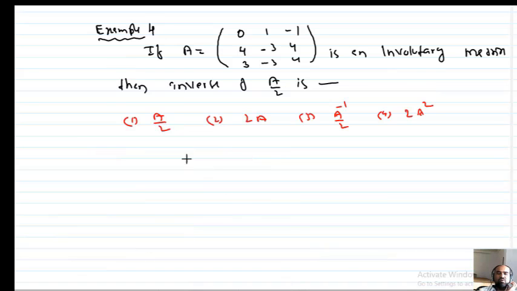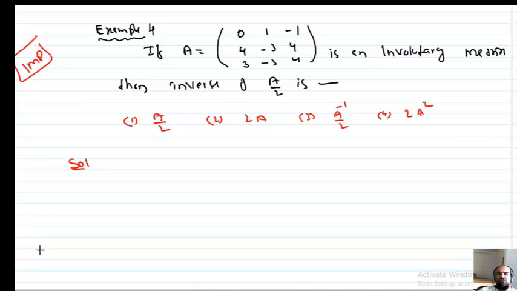Students, another example problem. Example 4. A equal to something, a 3 by 3 matrix is given, is an involutory matrix. Then find the inverse of A by 2. So, a logical question, an important model. I want to write the solution for this.